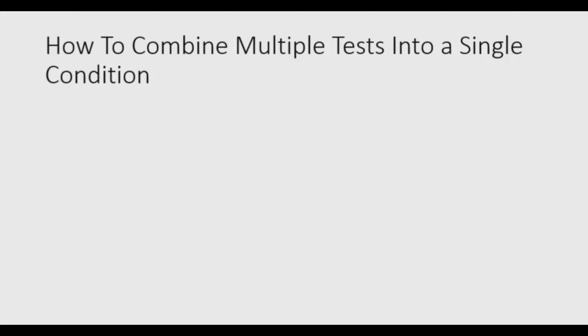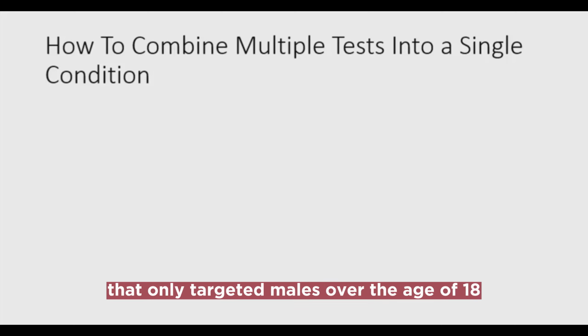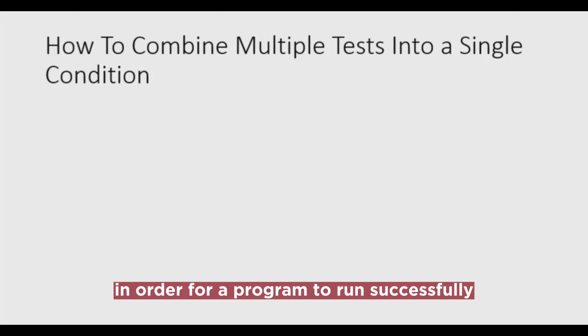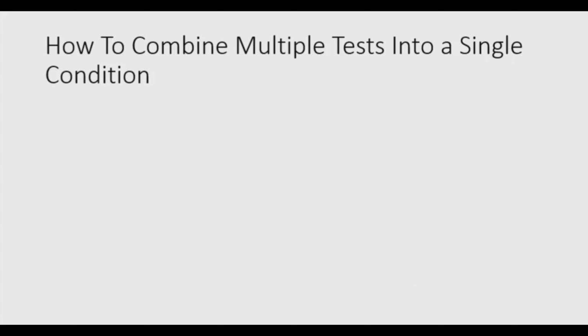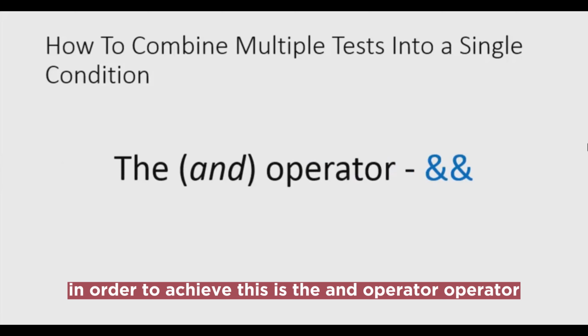We can make our programs even more advanced by adding in extra tests into our program. For example, let's say we wanted to make a program that checked for a user's age and then asked for their gender. Let's say that we were creating an ad that only targeted males over the age of 18. In order for our program to run successfully, both tests need to return the value of true. The operator that we are going to be using in order to achieve this is the AND operator represented by 2 ampersands.